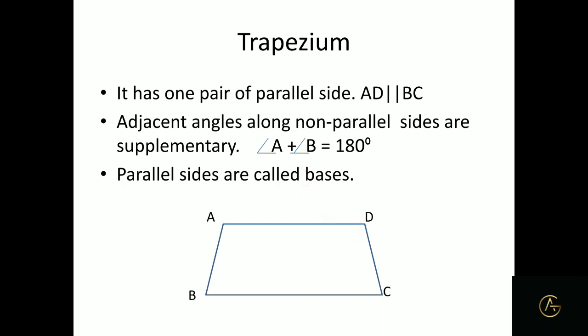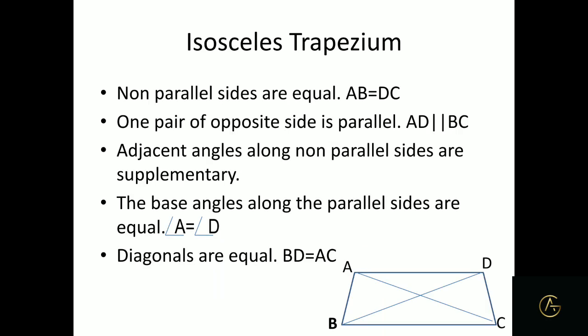The next point is that the angles on non-parallel sides are supplementary, meaning angle A and angle B are supplementary. It means the sum of angle A and angle B is 180 degrees. The parallel sides are known as bases, AD and BC. This is a simple trapezium. Now let's talk about the isosceles trapezium.